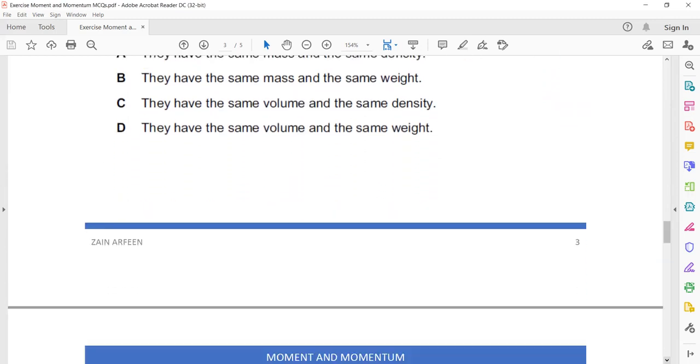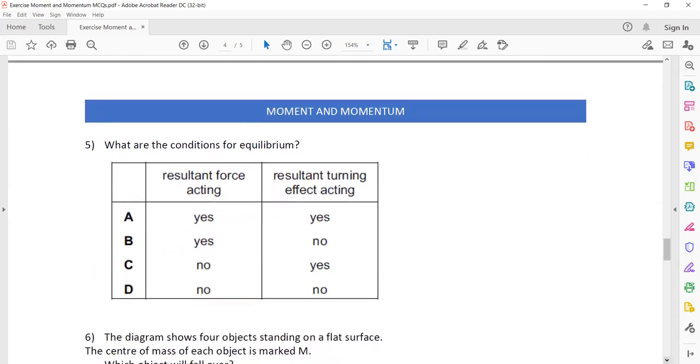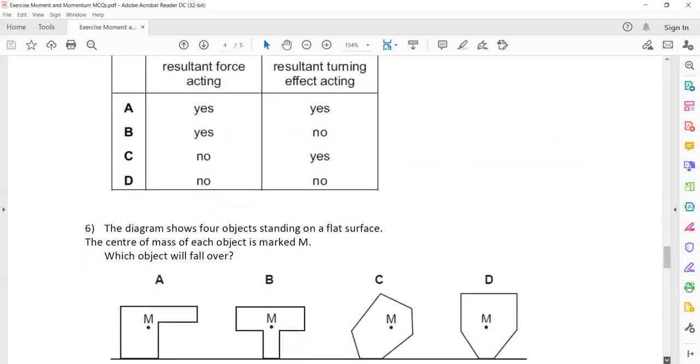So when two objects are placed at the same distance from the pivot, they will have the same mass and the same weight. What is the condition for an object to be in equilibrium, or to be balanced? There should be no resultant force and there should be no turning effect. That's why it is D. Because that's the condition for an object to be in equilibrium.